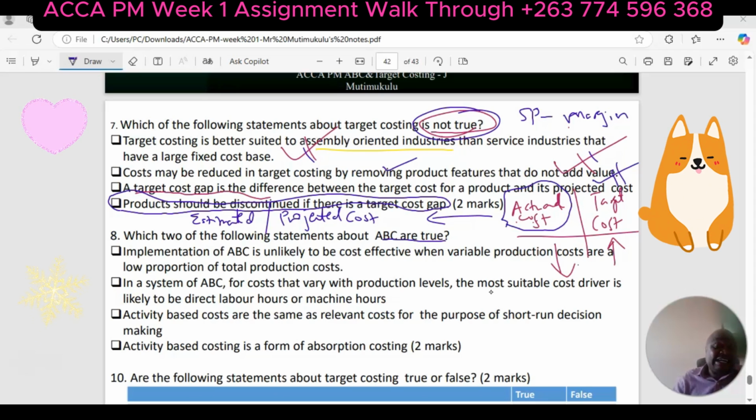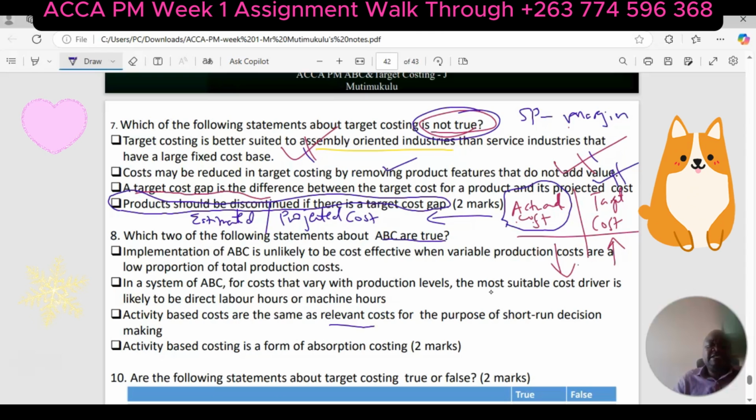You can see again that this could be challenging, especially in week one, where we haven't touched much on relevant costing. So there is a justification that question number 8 was troublesome to most of us. But the trick is move on, go to the next choice or option.